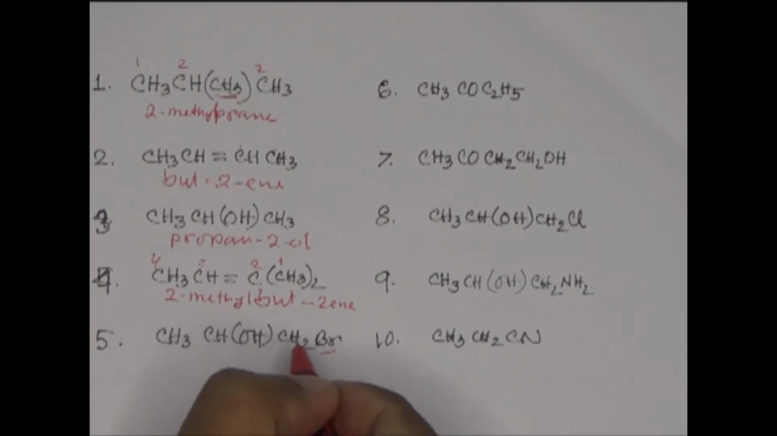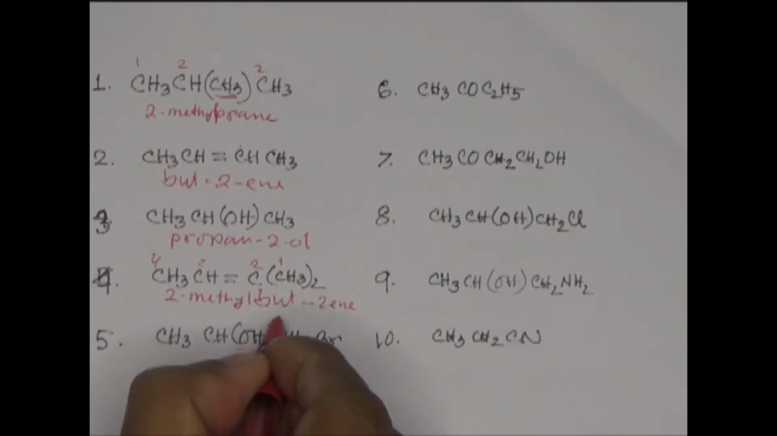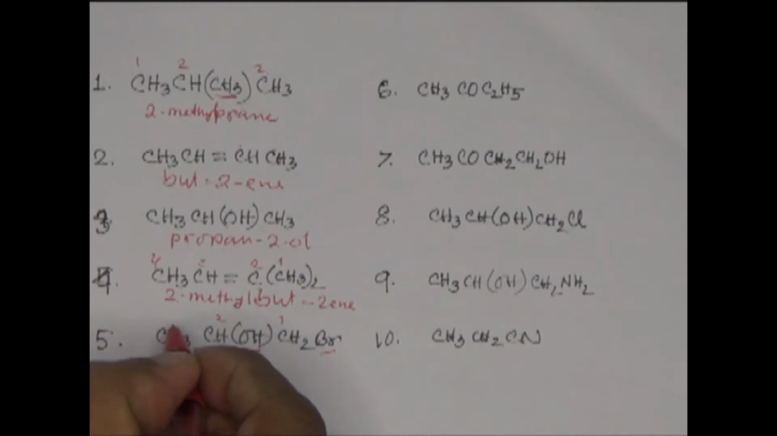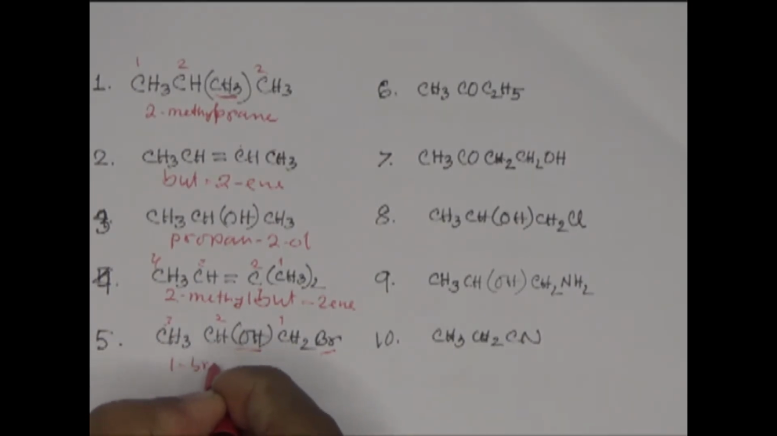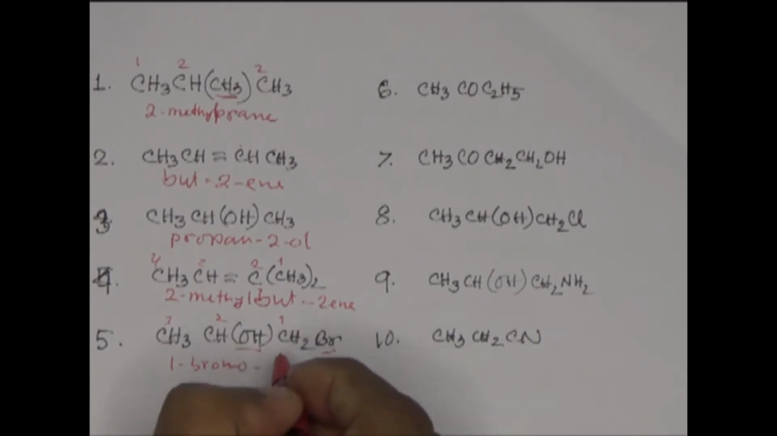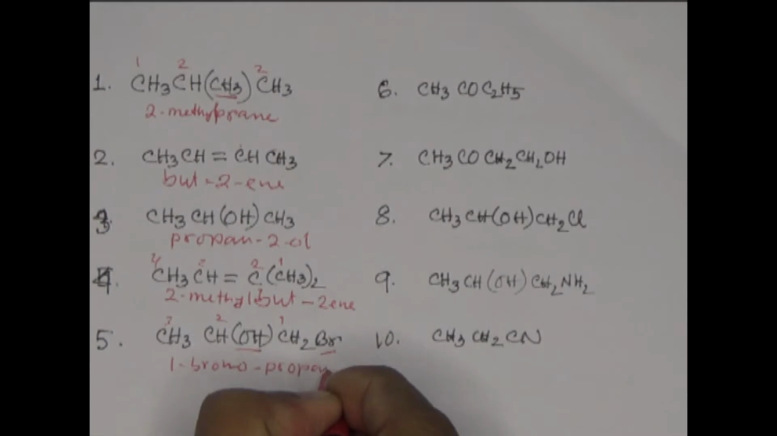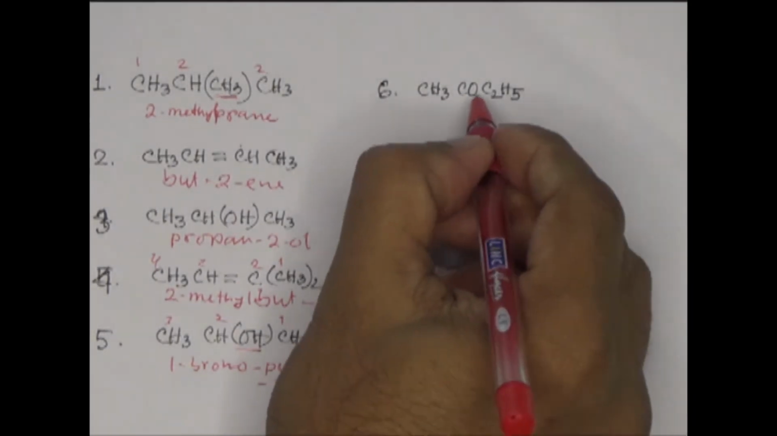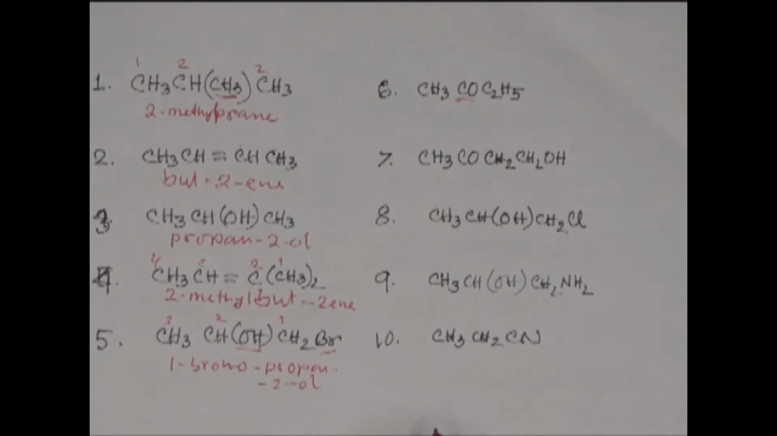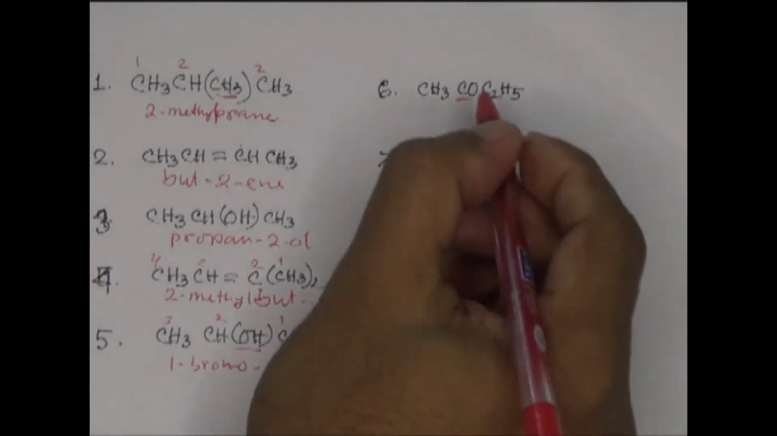Bromine is the branch. Alcohol is the higher priority. Bromine is at position 1, this is 2, and the last one is 3. So 1-bromopropan-2-ol is the naming. And for the sixth, the functional group is ketone at position 2.